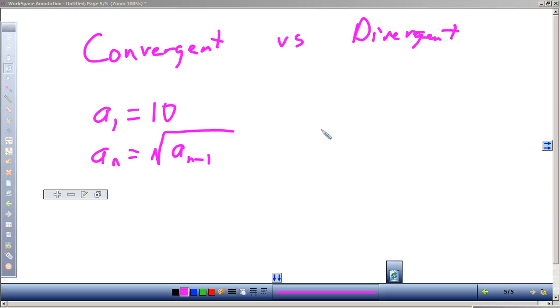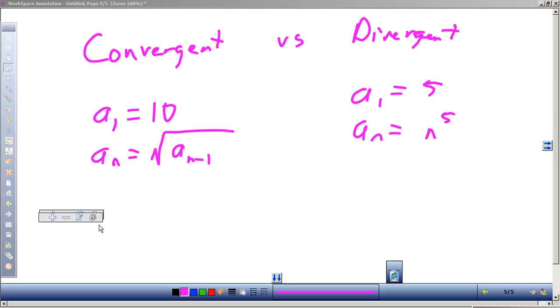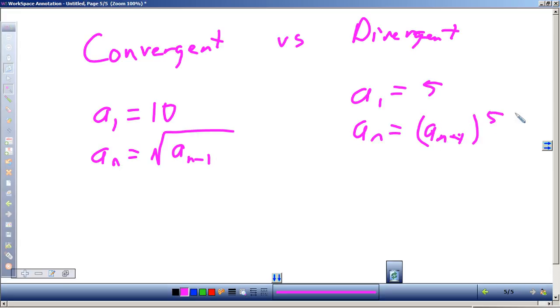So what would be an example of something that's diverging? How about this? A1 equals 5. AN equals, let's just say, N to the 5. Sorry, it should be AN minus 1, to make it the same form, to the 5th. So what would the second term of this be?